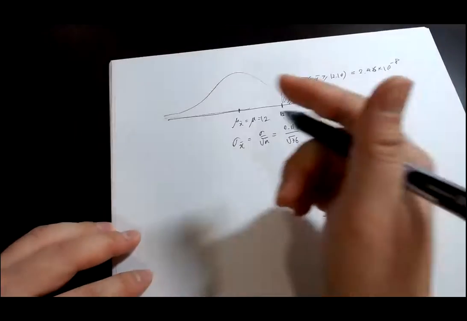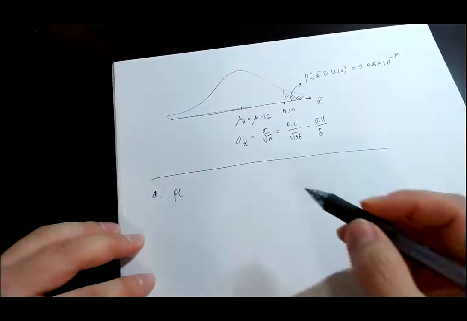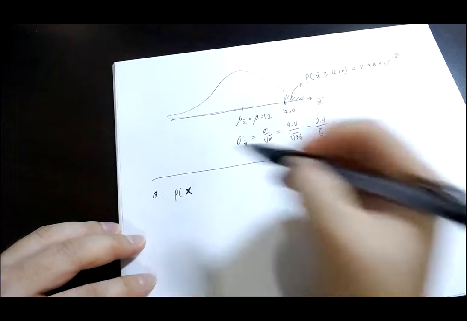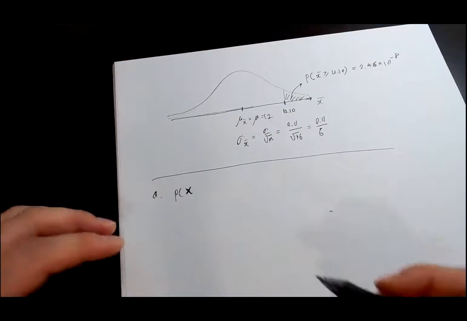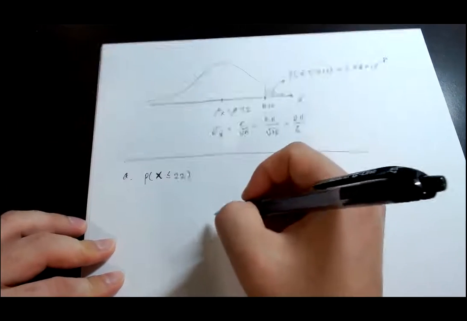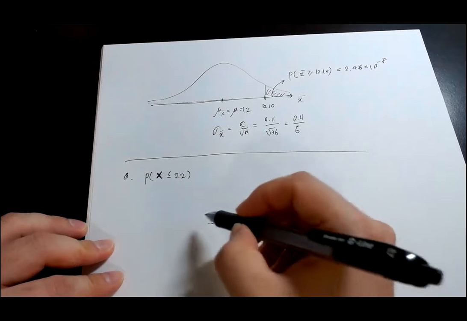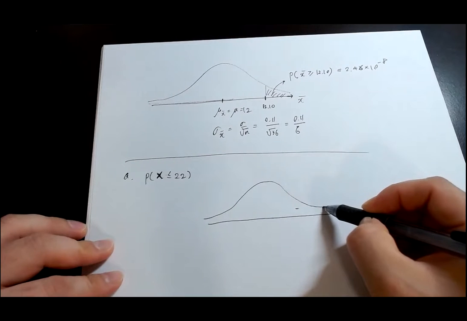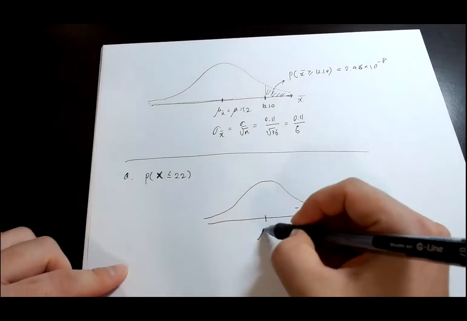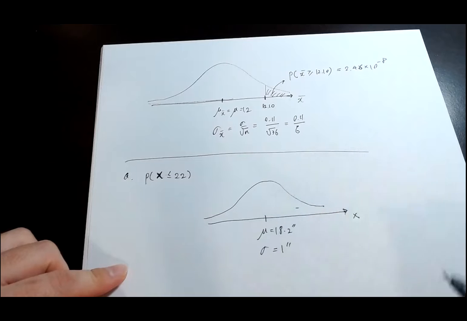So here we need to figure out the probability that... Let's say the random variable x represents the man's shoulder breadth, and this is less than or equal to 22 inches. By the way, the problem gives us the population mean and standard deviation, right? This is x, normally distributed, because the problem says the men's shoulder breadths are normally distributed. So mu is 18.2 inches, and sigma is 1 inch, right?